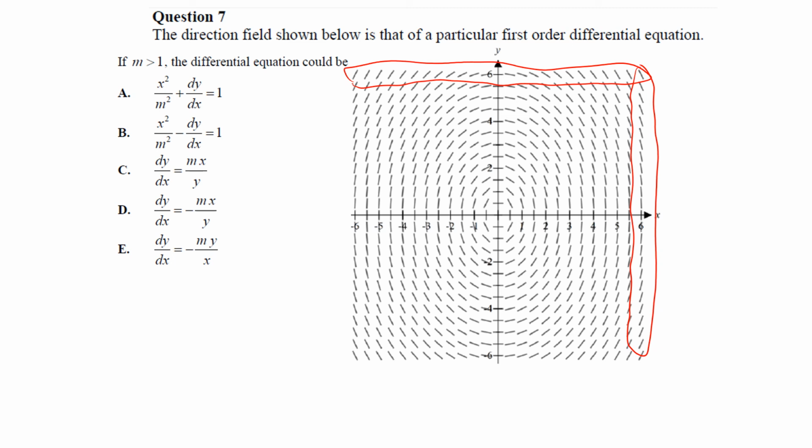Only x, not y. M is a parameter. We can treat it like a constant. So that can disappear. That can't be a candidate for the DE representing this slope field. What about the next one?